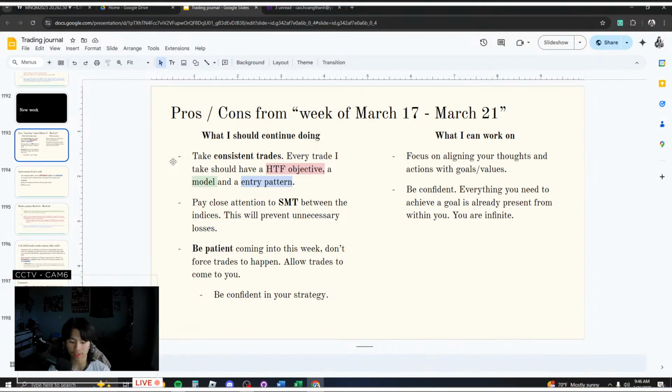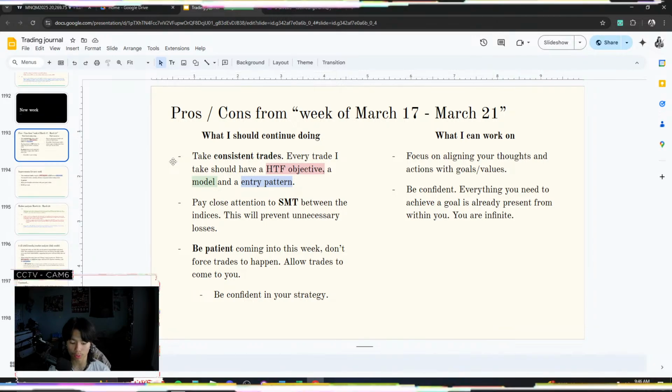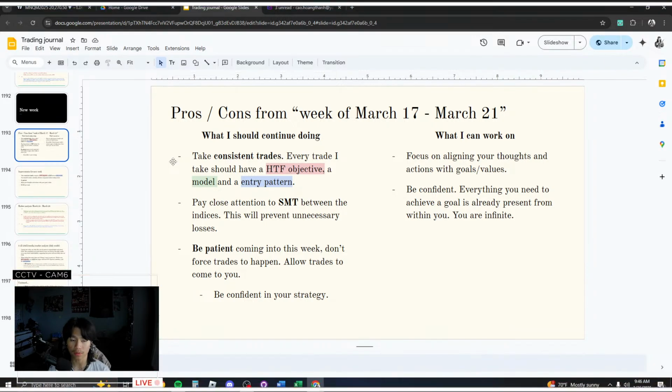And this is something that I have to practice on and on and on and on. Practice that consistency. And so that essentially is one of the key points and one of those key values that I have when it comes to trading. So taking consistent trades.